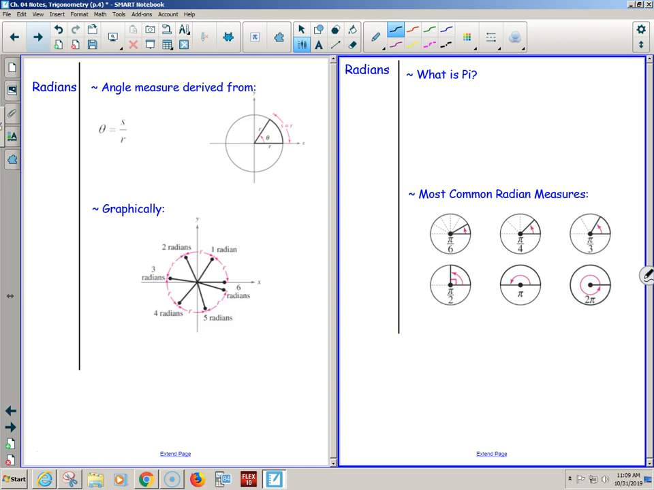Radians. What are they? Numbers. Units, technically. Radians, they're units. Oh, like inches and feet. Yeah, kind of. Question: how is an inch different than a foot? Inch is smaller.